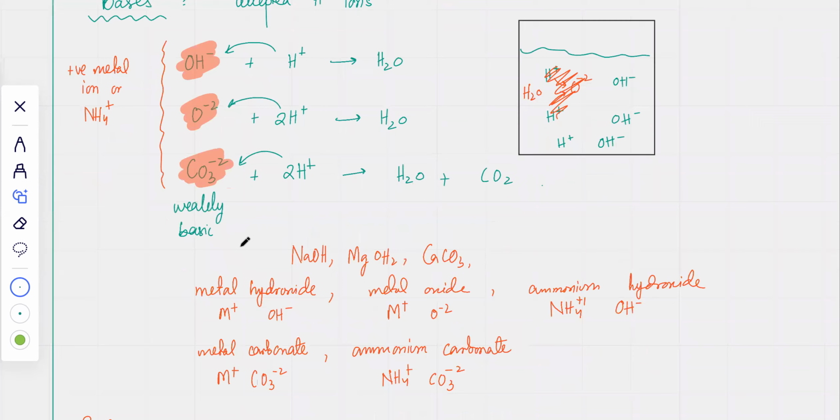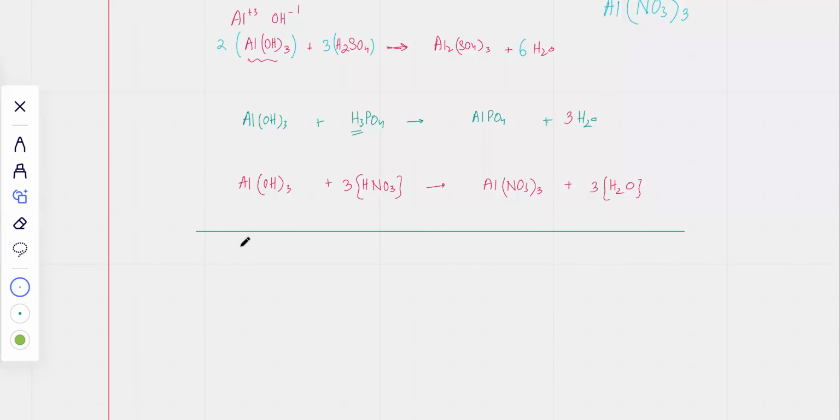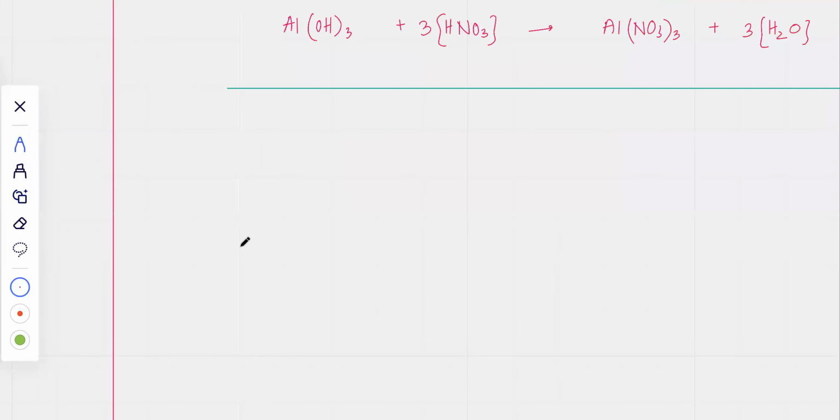So our third reaction is going to be with a carbonate ion, which is CO3 minus 2. And remember, a negative ion doesn't exist alone. There's always going to be a positive ion next to it. So it's either going to be a metal or an ammonium ion, any positive ion.